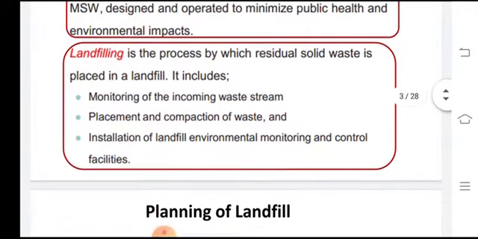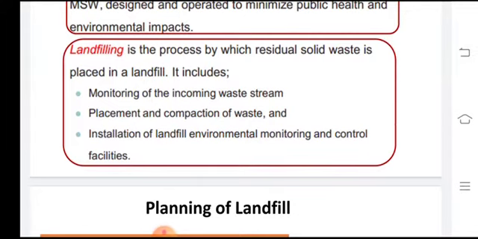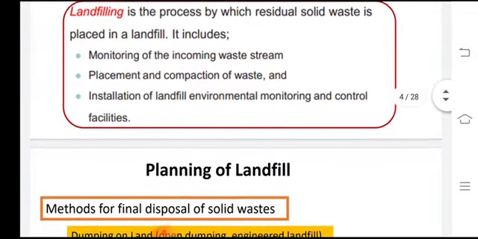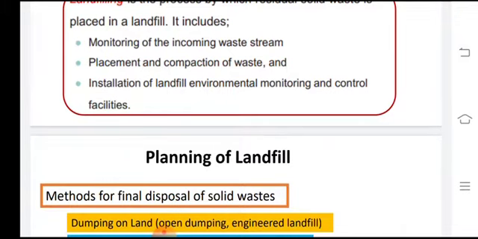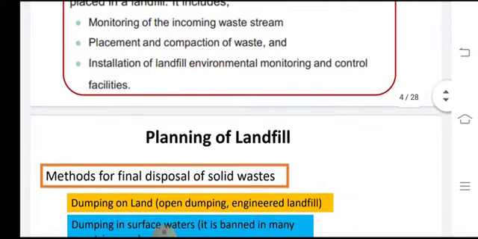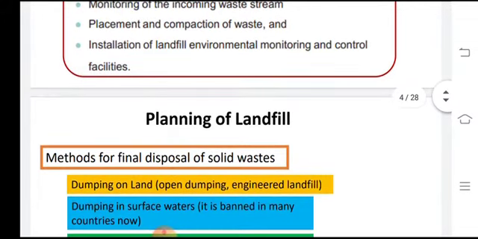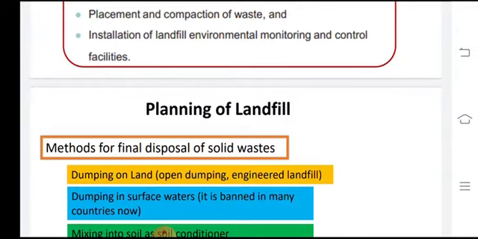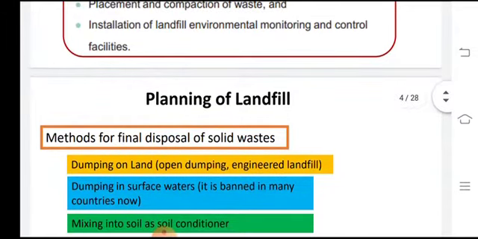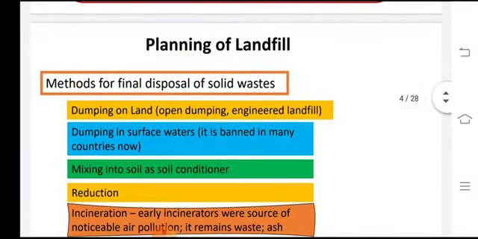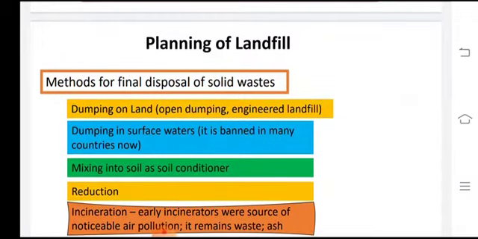It includes monitoring of the incoming waste stream. We will be monitoring what kind of waste is being disposed, and what kind of reactions are possibly going to take place. Secondly, the placement and compaction of the waste, which is a physical activity that again needs to be properly designed. Then there is the installation of landfill environmental monitoring and control facilities. This is an important component of an engineered landfill, because we must monitor what kind of activities are taking place in the landfills, because chemical reactions will continuously take place, as the waste is going to react in one way or the other.